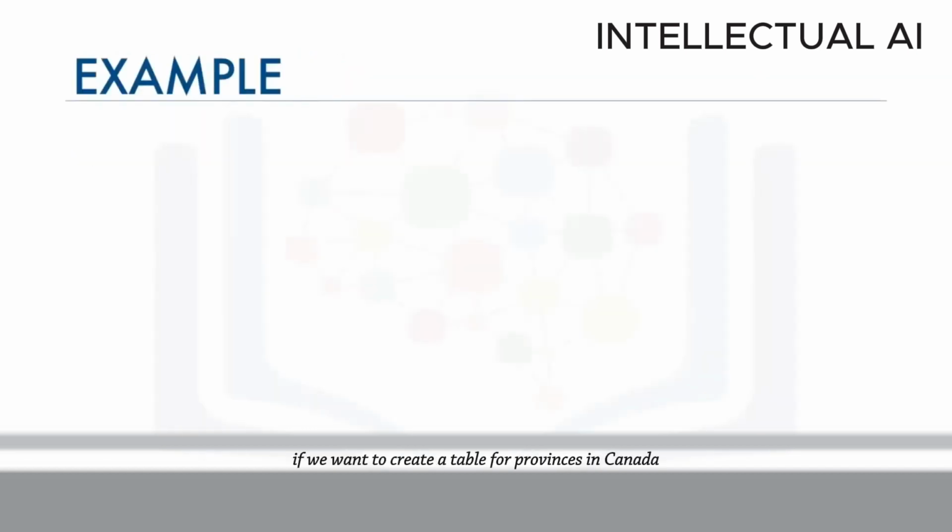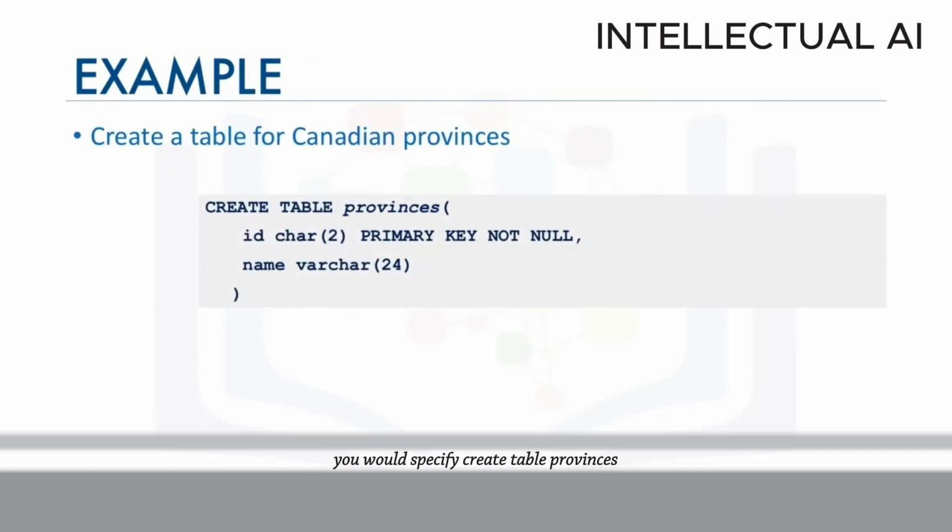For example, if we want to create a table for provinces in Canada, you would specify create table provinces, open parentheses, ID char 2, primary key, not null, comma, name varchar 24, close parentheses. In this example, the data types used are char, which is a character string of a fixed length, in this case 2, and varchar, which is a character string of a variable length. In this case, the variable character field can be up to 24 characters long.